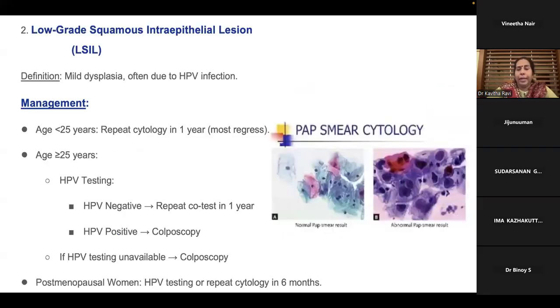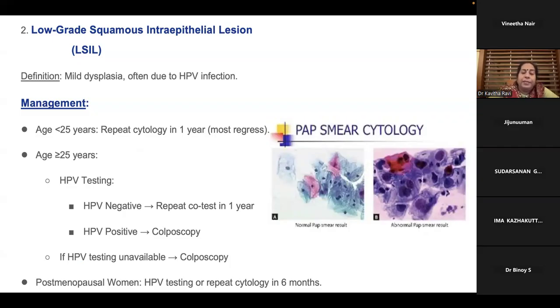Now about the next one, where only the lower 1/3 of the epithelium shows dysplasia, in the cytology we get this low-grade squamous intraepithelial lesion. And it is most often due to an HPV infection, due to HPV 16 or 18 infection. Here, the management is based again on the age. If age is less than 25 years, repeat the cytology in 1 year, because their sexual activity has just started, and most of them regress within 1 year.